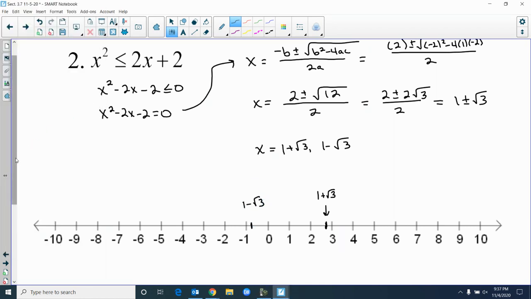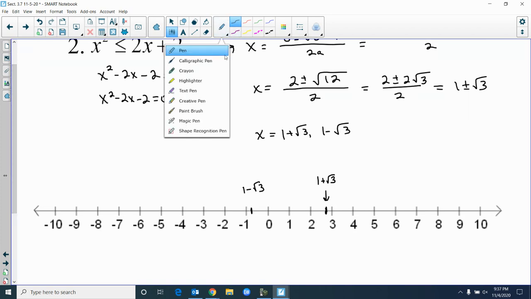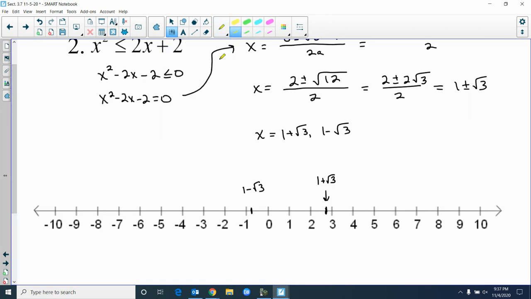All right, I'm going to pick a test point. I've got 3 areas I need to worry about. I've got this area here, all the way up to that 1 minus square root of 3. I've got the area in between I need to worry about. And I've got the area to the right I need to worry about. I need to pick one test point in each of those 3 areas. I'm going to use negative 3, I'm going to use 0, and I'm going to use 5. Those are going to be my test points.